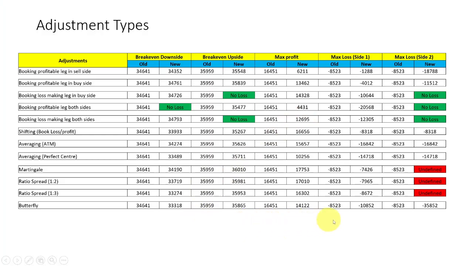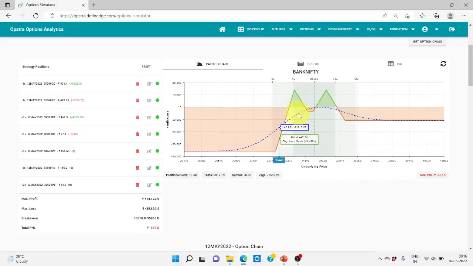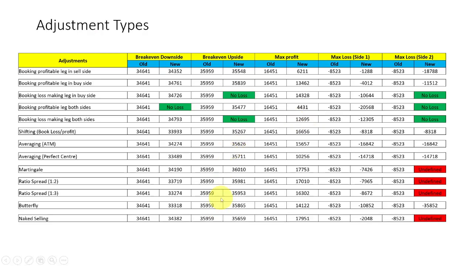And I think this is the same example I have taken before also. So our break even has reduced in the downside, from 34.6 to 33.318. That is a good thing. And upside doesn't matter, it has not moved much. Max profit is 14,000 and max loss on one side is 10,000 and the other side is 35,000. At least it is not unlimited risk. And in the center point also we are having a little loss. That also we need to take into mind, so that if it is totally neutral, then we might end in a small loss. So this is the butterfly strategy.